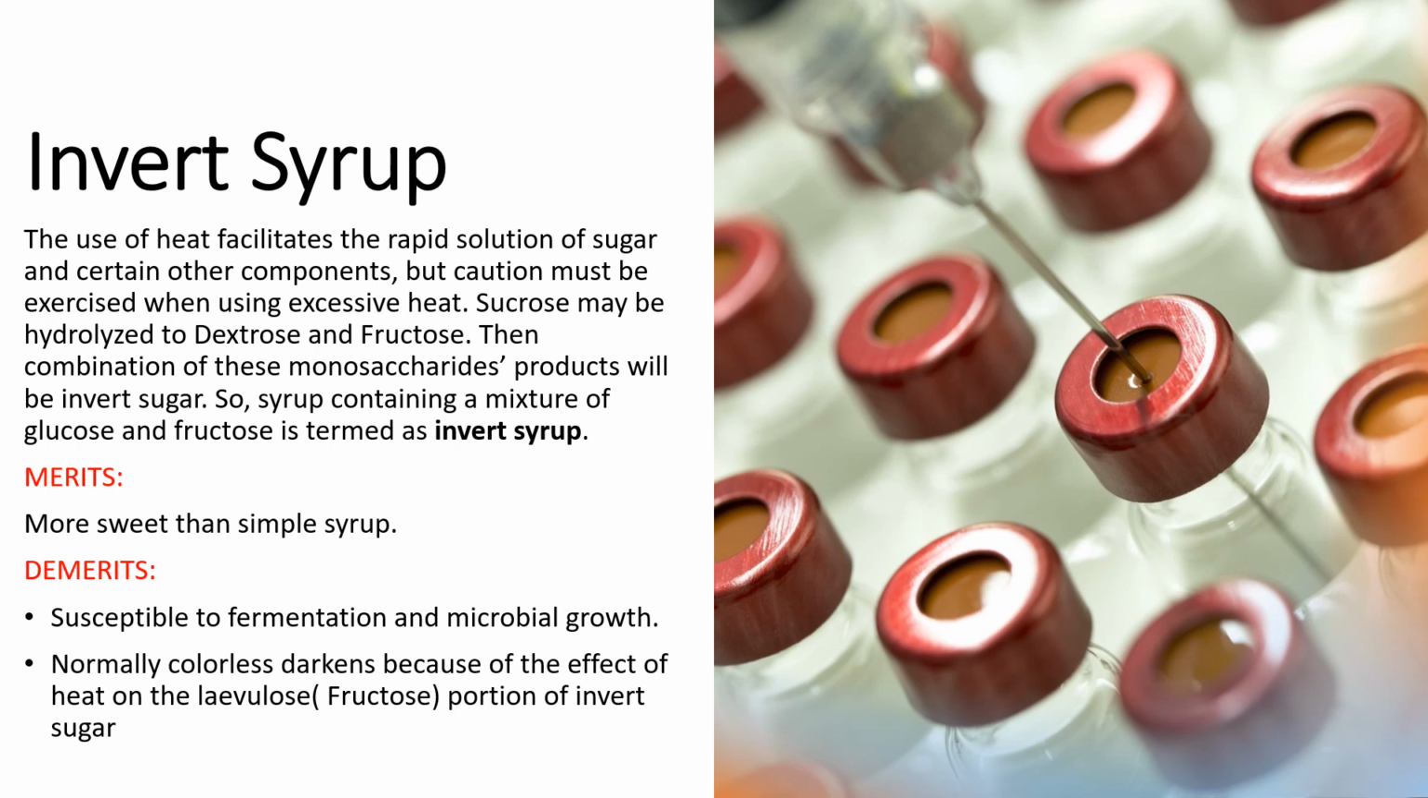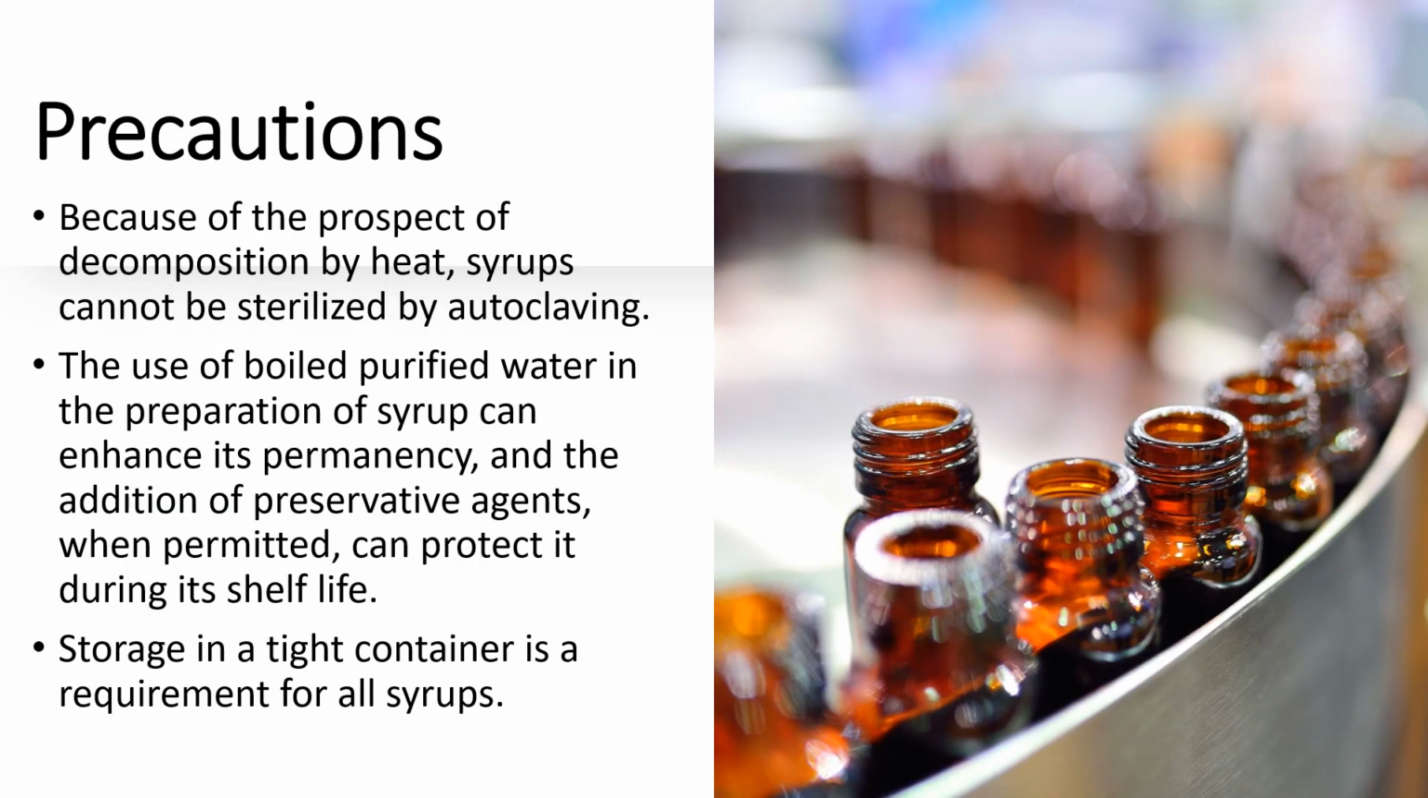Normally it is colorless and darkens because of the effect of heat on the fructose portion of invert sugar. Some precautions need to be taken while preparing syrup. Because heat decomposes the syrup, syrups cannot be sterilized by autoclaving. Also, the use of boiled purified water in the preparation of syrup can enhance its permanency, while the addition of a preservative agent, when permitted, can protect it during its shelf life, and storage requires a tight container.